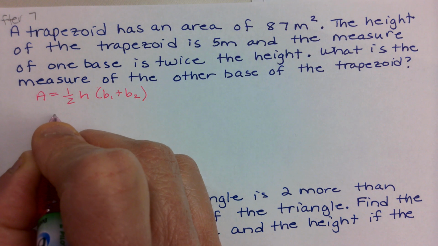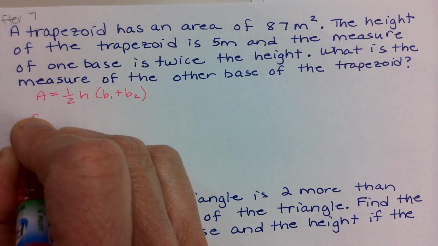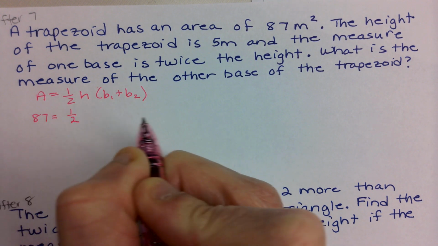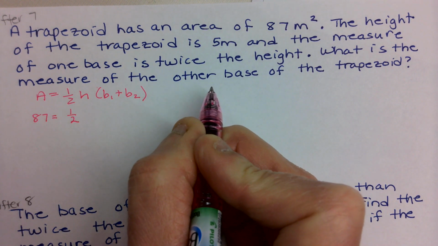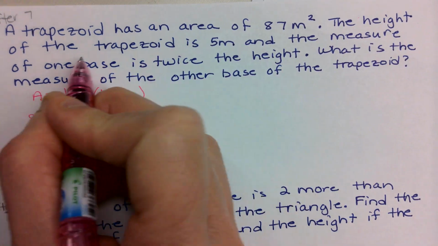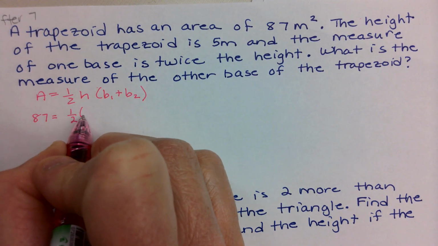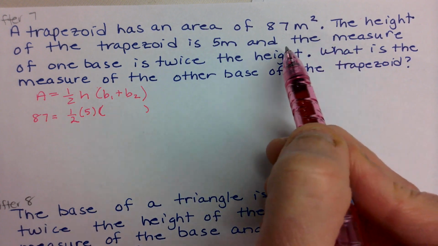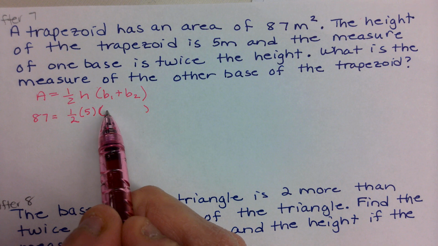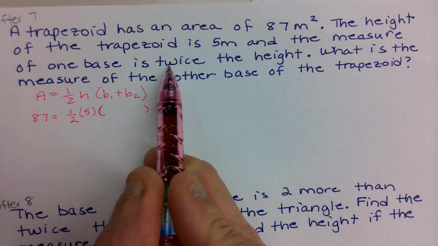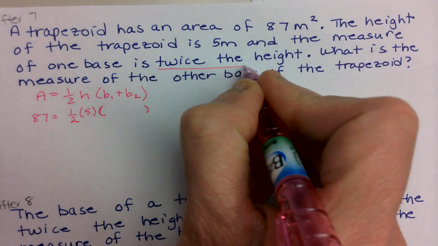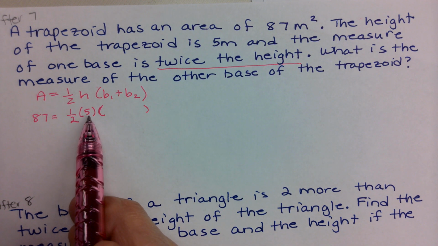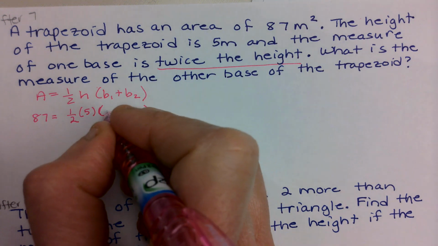A trapezoid has an area of 87, so I'll put that in for my area. Equals 1/2 height. What's the height? It says the height is 5. And the measure of one of the bases is twice the height. So I know the height. What's twice the height? 10.